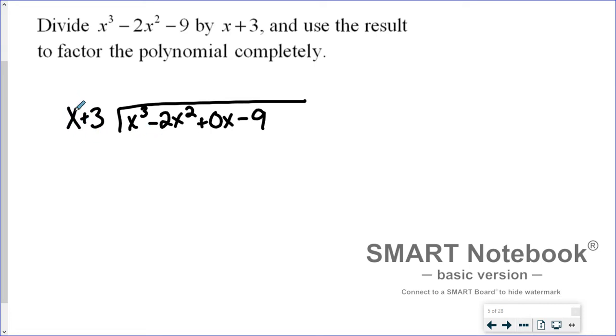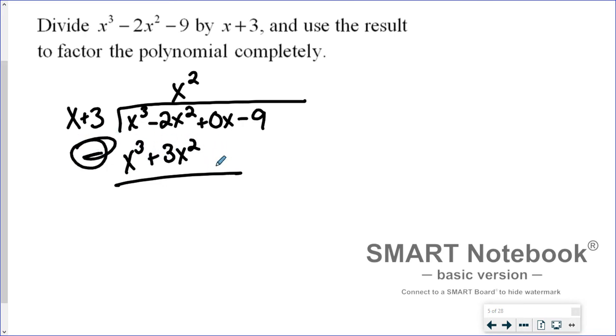What do I need to multiply this by to get this? Well, that is x squared. When I distribute, I get x cubed plus 3x squared. Remember, I am subtracting. So x cubed minus x cubed is 0. Negative 2x squared minus 3x squared is negative 5x squared. I can bring down my next term.